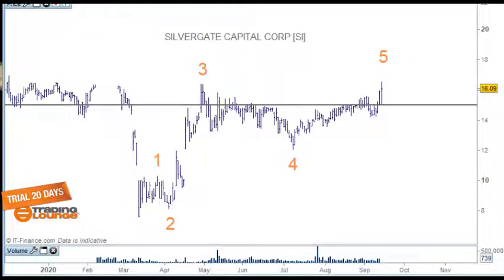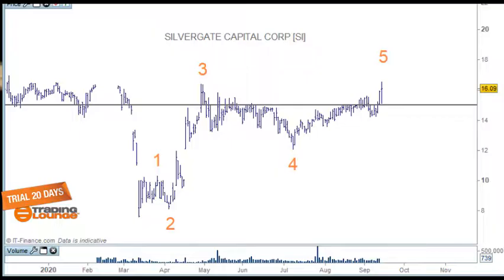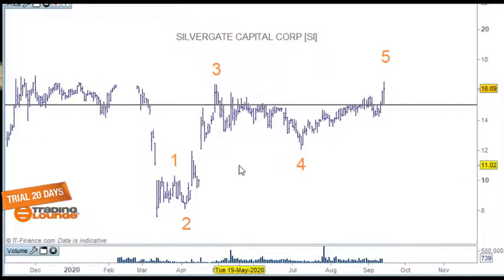So this particular stock here, Silvergate Capital, is a sub of Silvergate Bank, and they really started to focus in on the potential of the digital currency. So that's sort of where they are at the moment. Don't have a lot of data for this here at this stage. It's done some weird things.